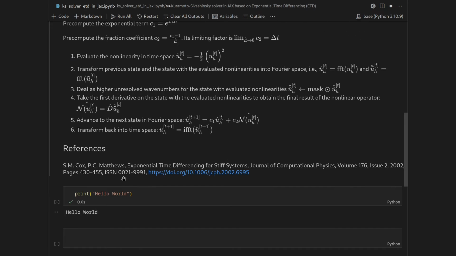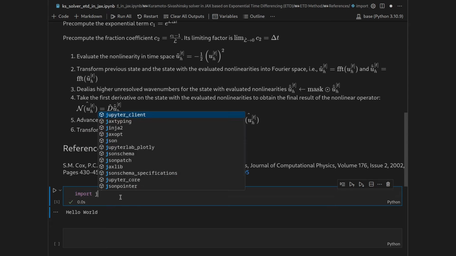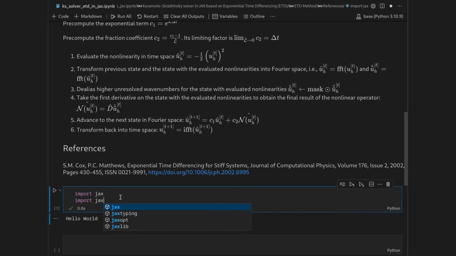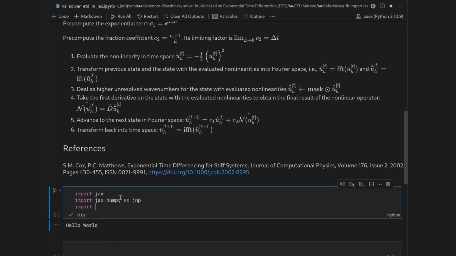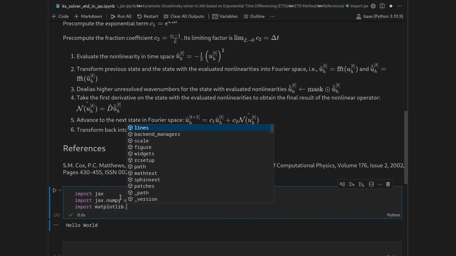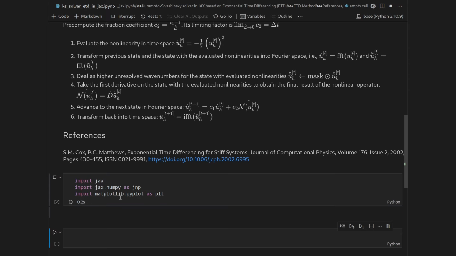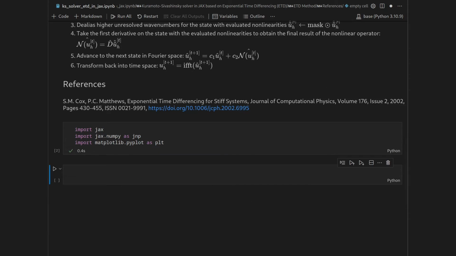So let's get started, going into the first code cell, removing this hello world statement, and start with our imports. So we will need JAX, then we will import jax.numpy as jnp, and then we will also import matplotlib.pyplot as plt. Shift Enter to execute the cell.